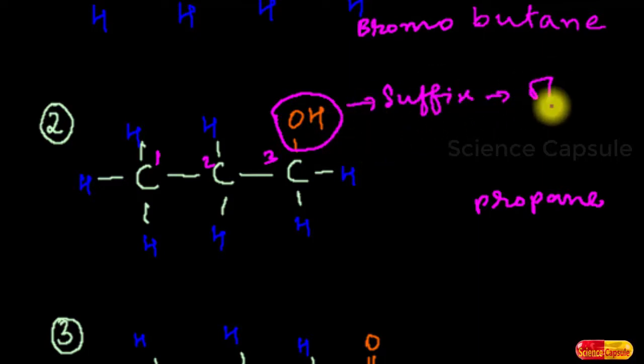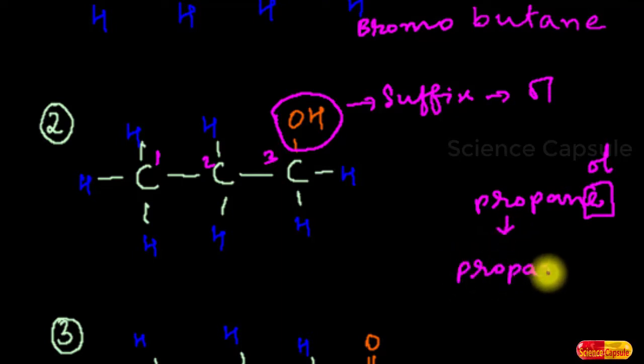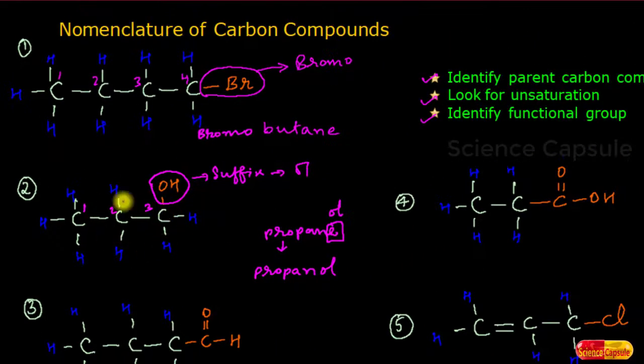In order to use the suffix of the functional group, from the hydrocarbon, the end E must be replaced with the suffix of the functional group. So here we can write it as propanol, isn't it? So how simple, right? Within a fraction of a second you can find it. So this is how you can name the carbon compound.